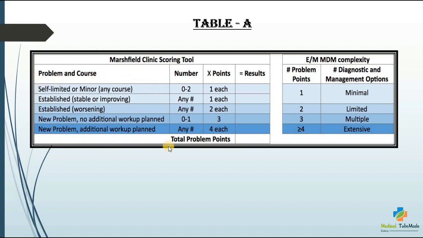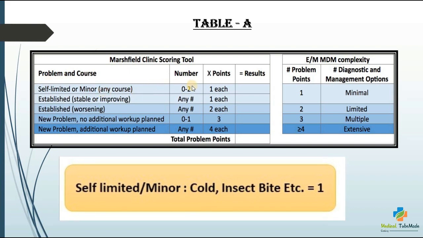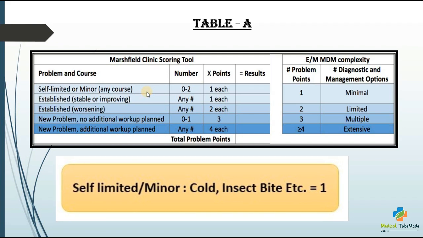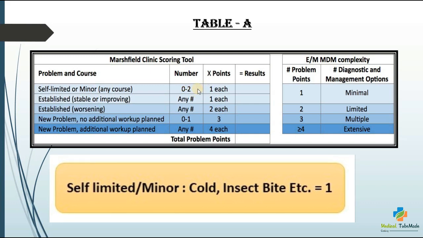Why? Because we have to think about problems here. So these are the problems. This is the problem column, then number column, and then points, and then final results. See here, self-limited or minor problems. I will explain one by one. Self-limited or minor problem means, suppose as per your report the patient came for a self-limited problem, so you can take 1 point. Self-limited problem means insect bite or cold condition; you can consider it a self-limited or minor problem. So here you can see 0 to 2. 2 means maximum 2 points you can take. Suppose 2 conditions, you can take 2 points, maximum 2.